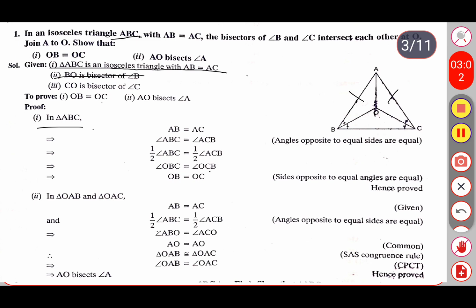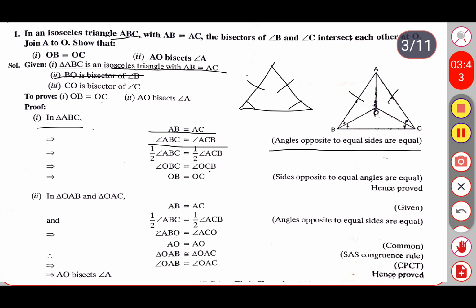In triangle ABC, as already given, AB is equal to AC because these two sides are equal in the isosceles triangle. If two sides are equal, their corresponding angles are also equal, no? Their corresponding angles are angle ABC equal to angle ACB. In any isosceles triangle, if two sides are equal, their opposite angles are also equal. Therefore, angle ABC equals angle ACB. Angles opposite to equal sides are equal.